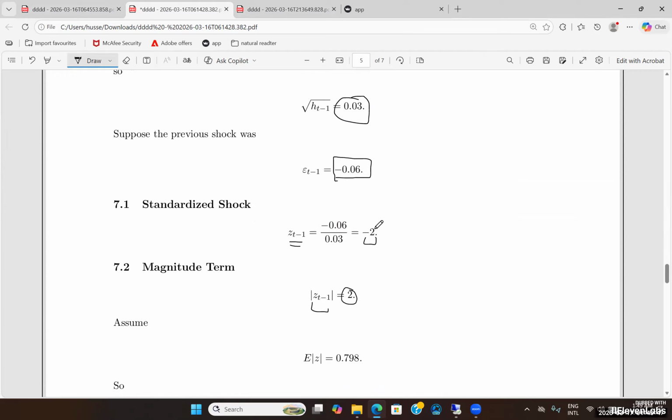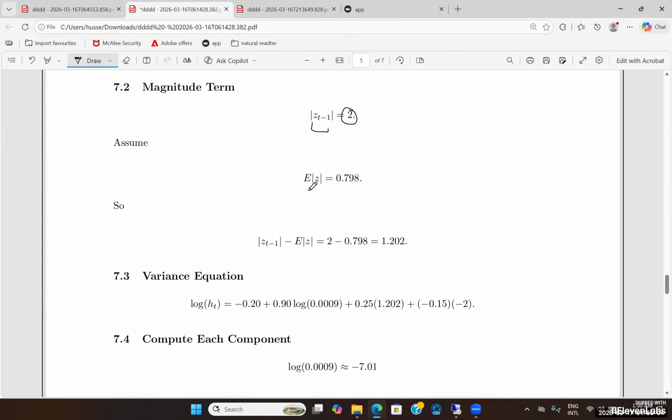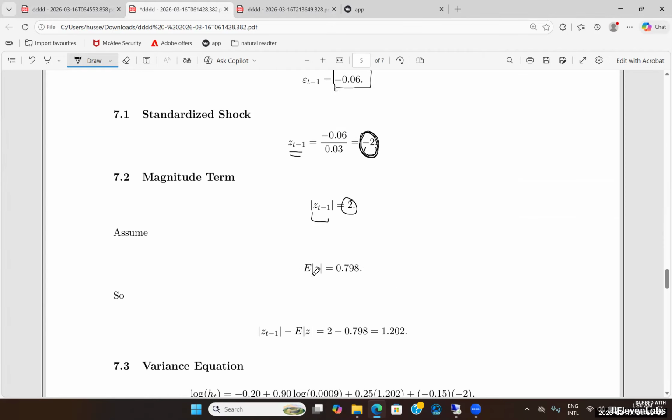The first of these important factors is the concept of leverage. And as we previously established, it is highly probable that any negative shock will have a much greater and more pronounced effect on the overall variance. The other important aspect to consider is the magnitude effect, where the absolute value of z is quite substantial, given that it is 2 times greater than the typical standard deviation. So, let's assume the expected z over time is only 0.798. This means the error shock is higher than the average by 1.2.